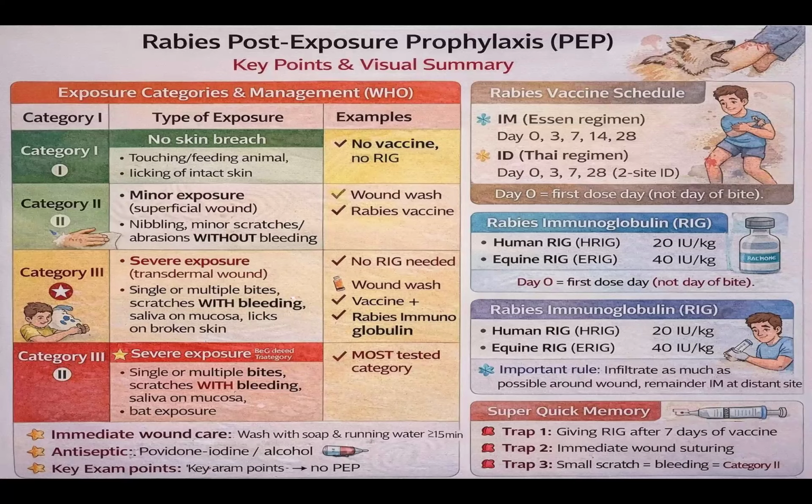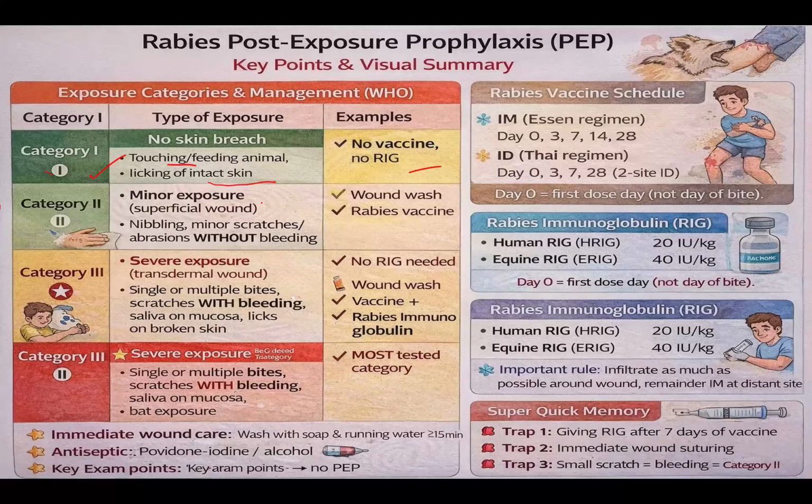Okay, so when we talk about the category of the dog bite or any mammal bite, basically rabies, what are the categories? Category 1, 2, 3 and 3B. Category 1 is only touching or feeding animals. If you have a pet at home and the pet is harmless, it is not biting you or playing very harshly, it's only touching and feeding animals and licking of intact skin. That is your category 1. What will you do here? You are not going to give any vaccine at this time.